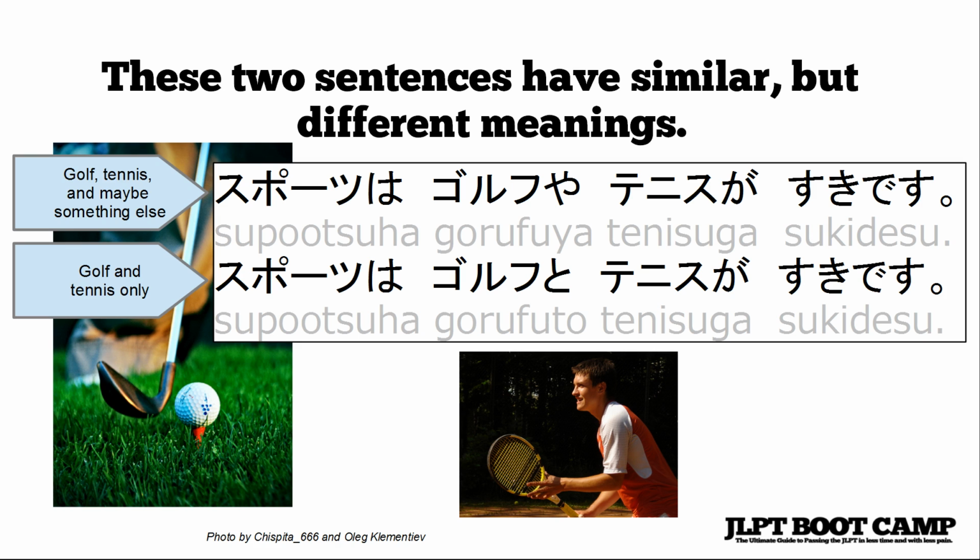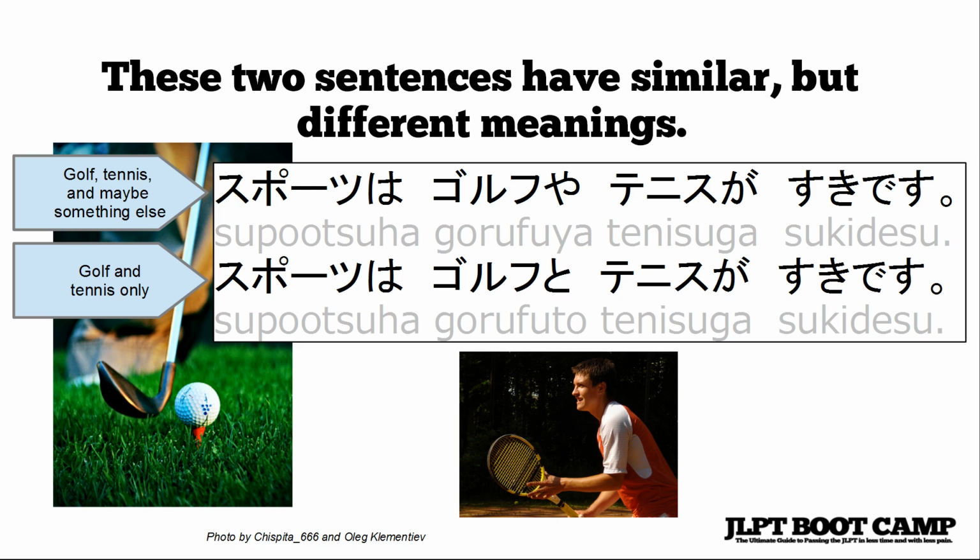So, for example, to look at that sentence again, with golf and tennis, if you use the to particle, it has a slightly different meaning. So if you say supotsu wa gorufu to tenisu ga suki desu, that means, as for sports, I like golf and tennis. There are no other sports that I like to play. Currently, it's just golf and tennis.